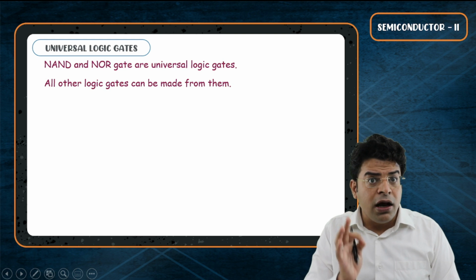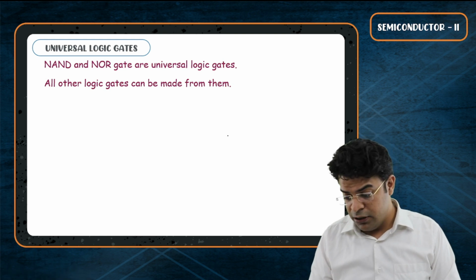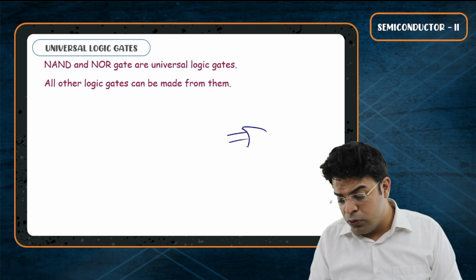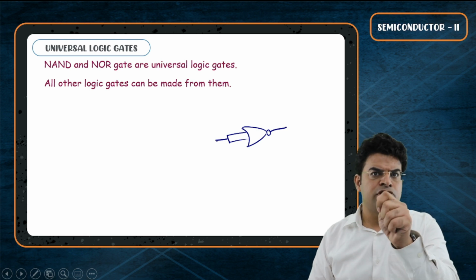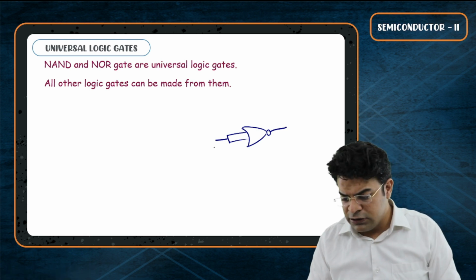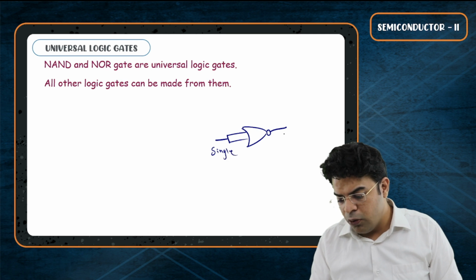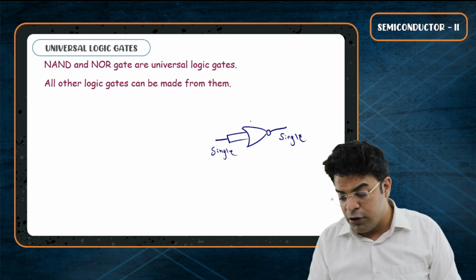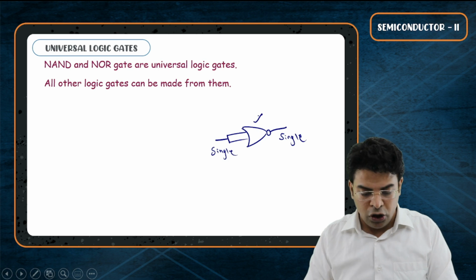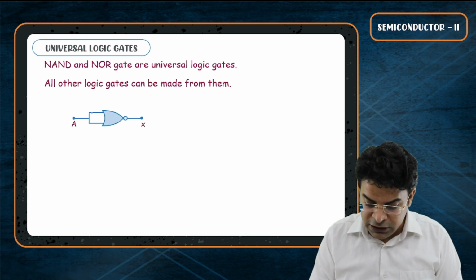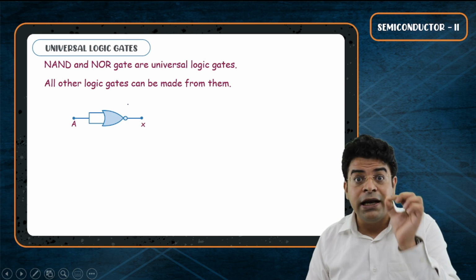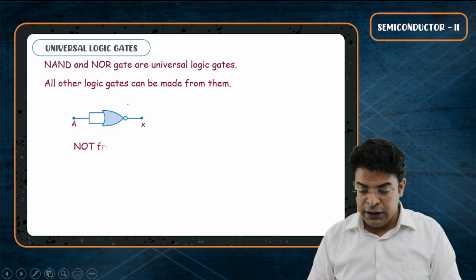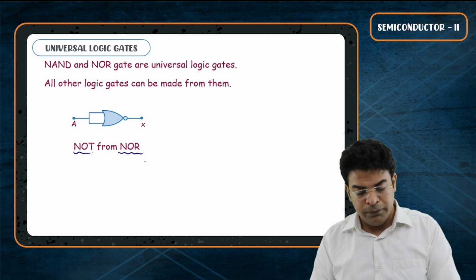To make a NOT gate from a NOR gate, what you need to do is simply fuse the 2 inputs of the NOR gate. When you join the 2 inputs of the NOR gate, you get only a single input and single output. And hence you convert a NOR gate into a NOT gate. So just by fusing the 2 inputs of the NOR gate, you convert a NOR gate into a NOT gate. And that's how you make a NOT from NOR.